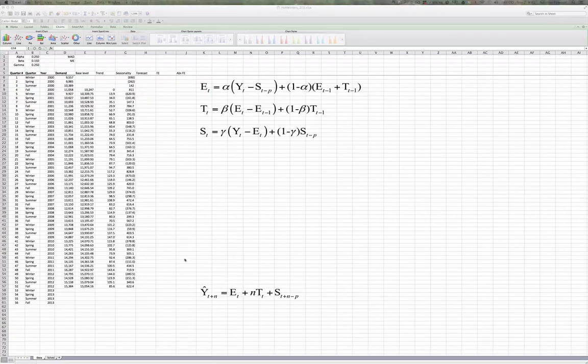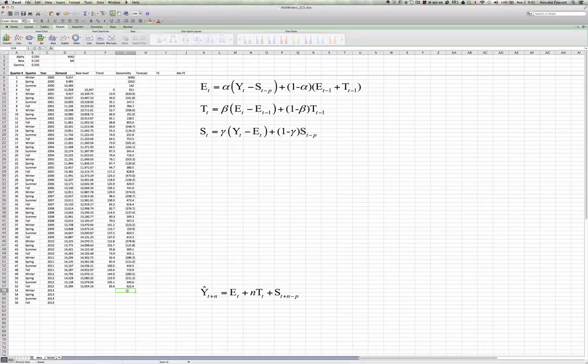With that done, I can now proceed to calculate my out of sample forecast. In other words, I can calculate my forecast for the year 2013, which would then be equal to, as we see to the right, the formula, the most recent base level estimate E sub t plus the most recent trend component T sub t.